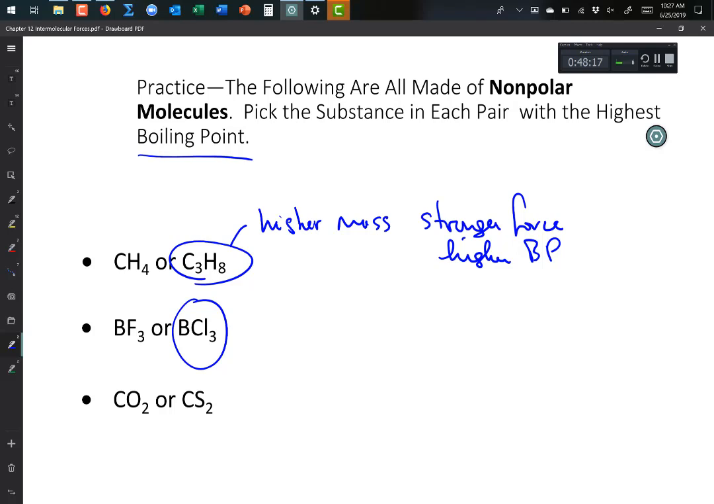Okay, CO2 versus CS2. CS2. Yeah, CS2 because of the same reason. Higher molar mass, stronger intermolecular force, higher boiling point.